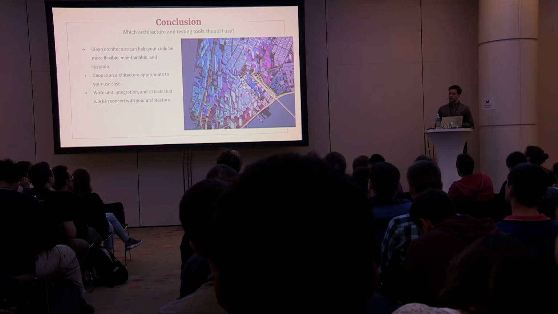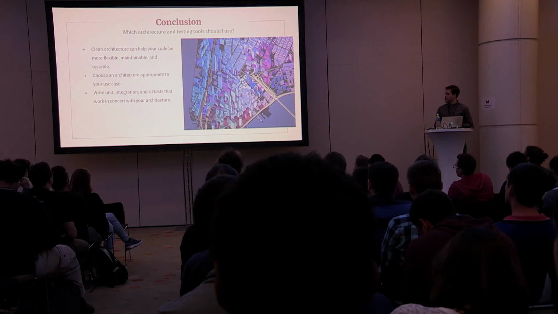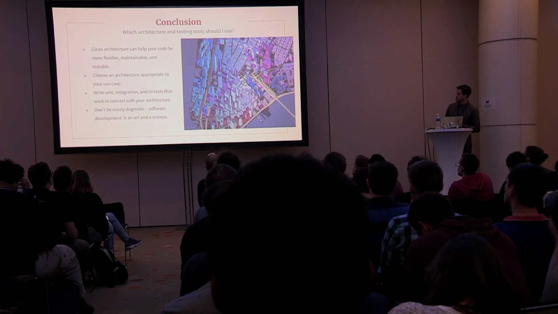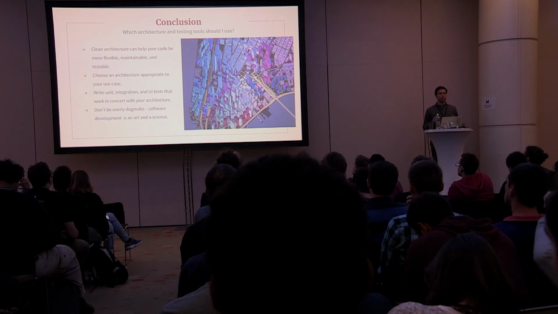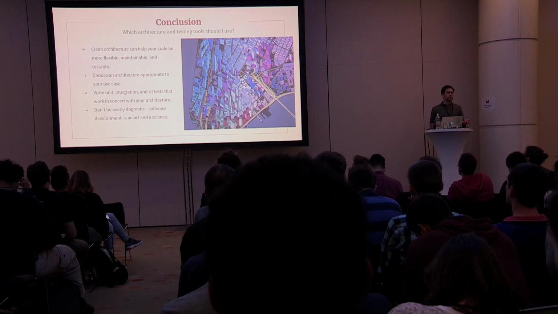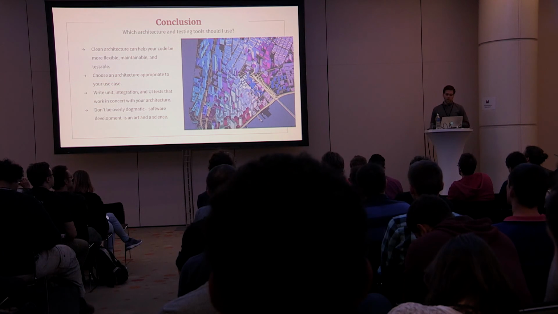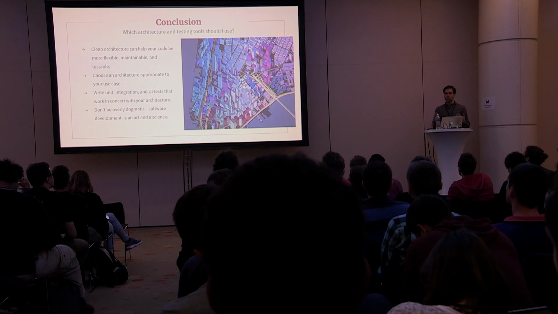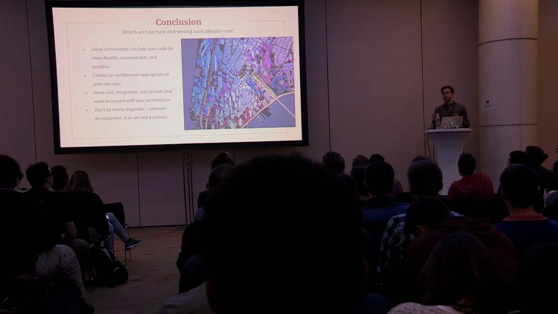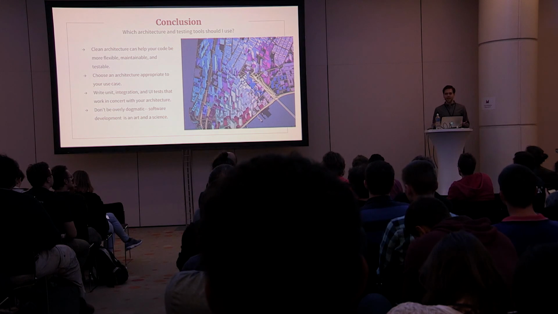I would advise that you write unit, integration, and UI tests that work in conjunction with your architecture rather than working against it. And then finally, please don't be overly dogmatic about your approach to architecture and testing, especially if you're trying to convince other individuals, maybe coworkers, developers, or stakeholders on your project, about the benefits of testing, because this can be a real turnoff. The concepts that we talked about today are not black and white, but rather there are many different shades of gray. And remember that software development is as much an art as it is a science.